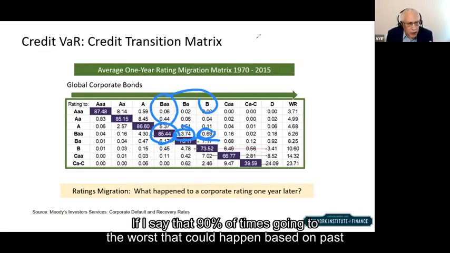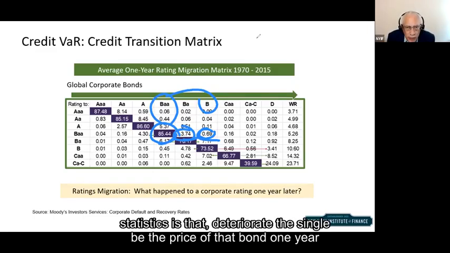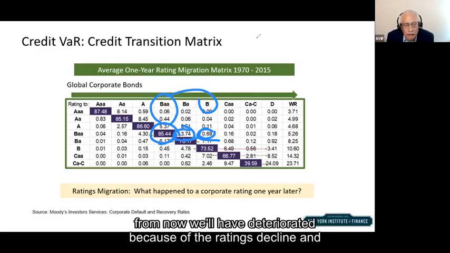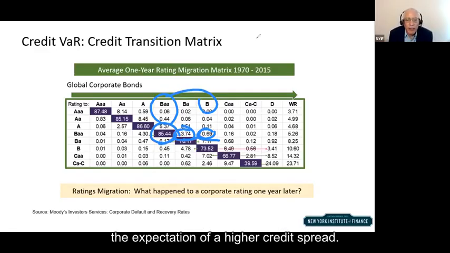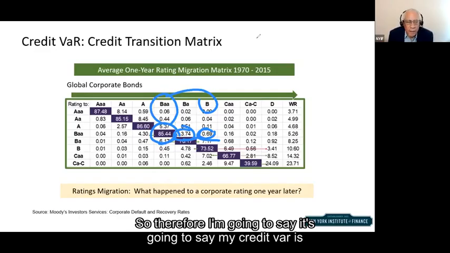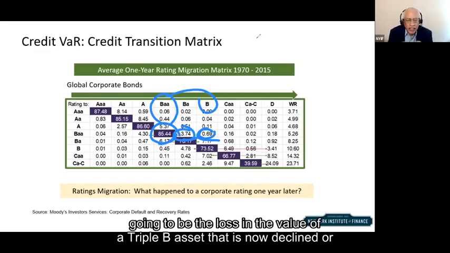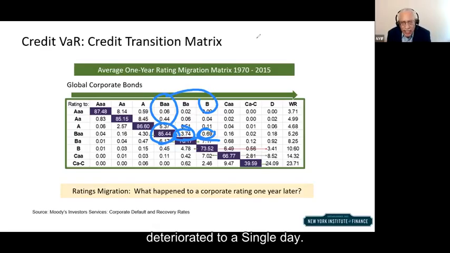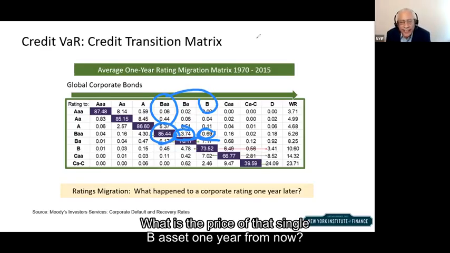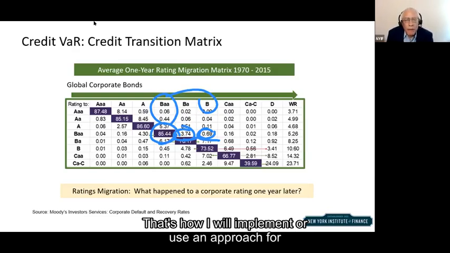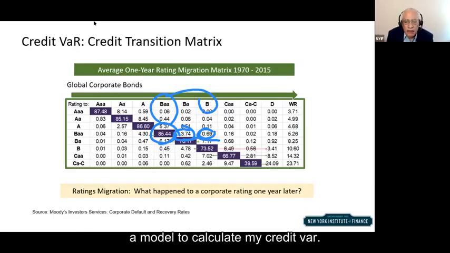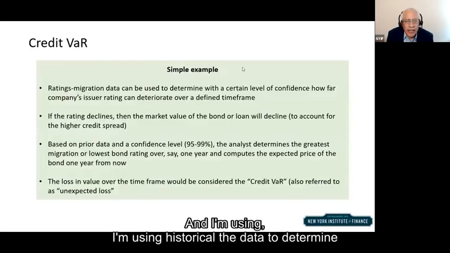If I say that 90% of the time, the worst that could happen based on past statistics is that it'll deteriorate to single B, the price of that bond 1 year from now will have deteriorated because of the ratings decline and the expectation of a higher credit spread. So my credit VAR is going to be the loss in value of a triple B asset that has now deteriorated to a single B. What is the price of that single B asset 1 year from now? That's how I will implement or use an approach or a model to calculate my credit VAR.